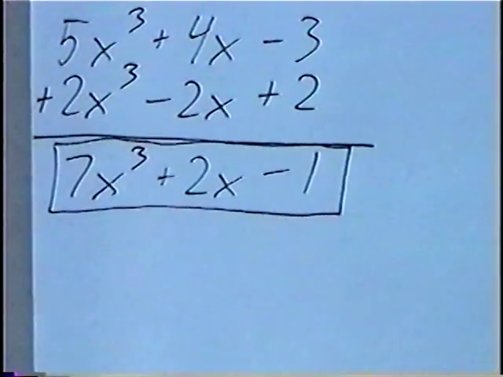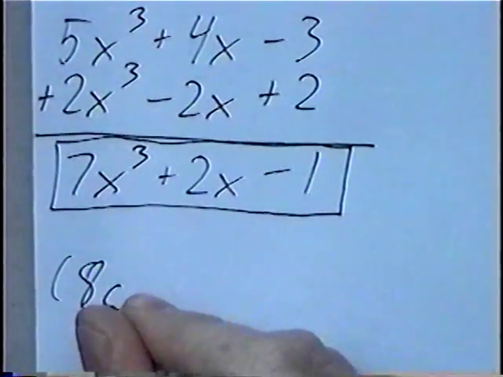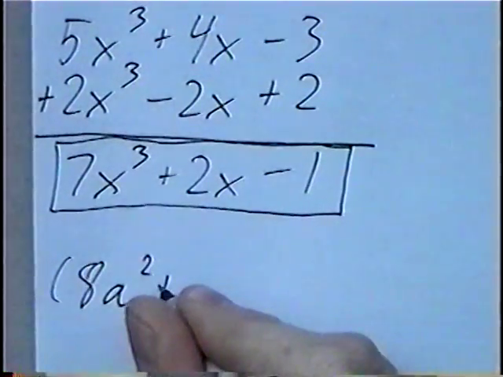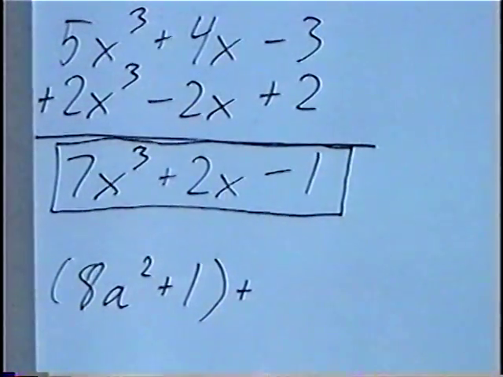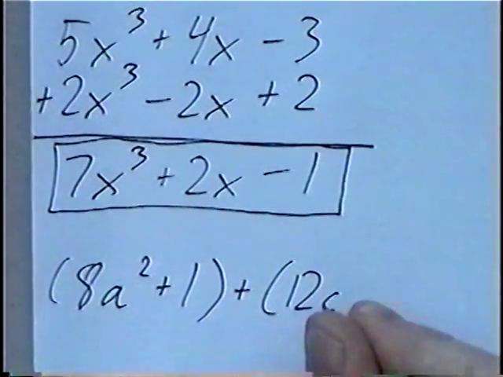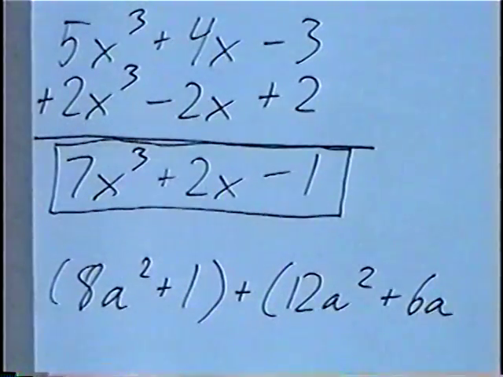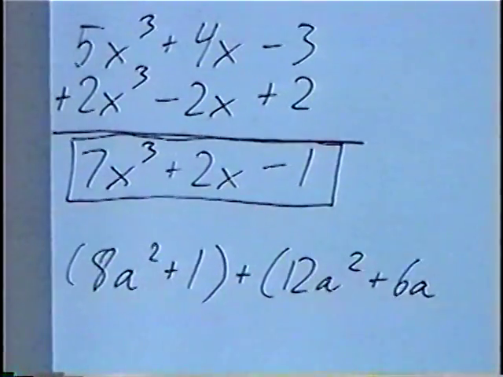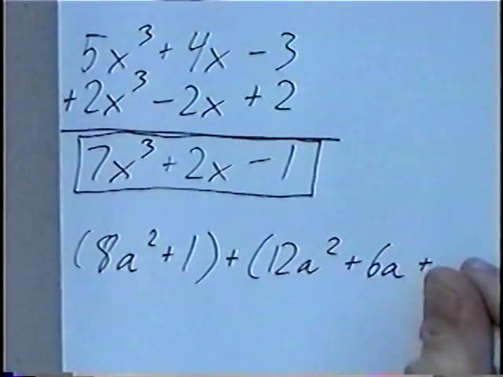And last question for the section. In parentheses, 8a to the second power plus 1, close parentheses, plus a second set of parentheses, 12a squared plus 6a plus 4.